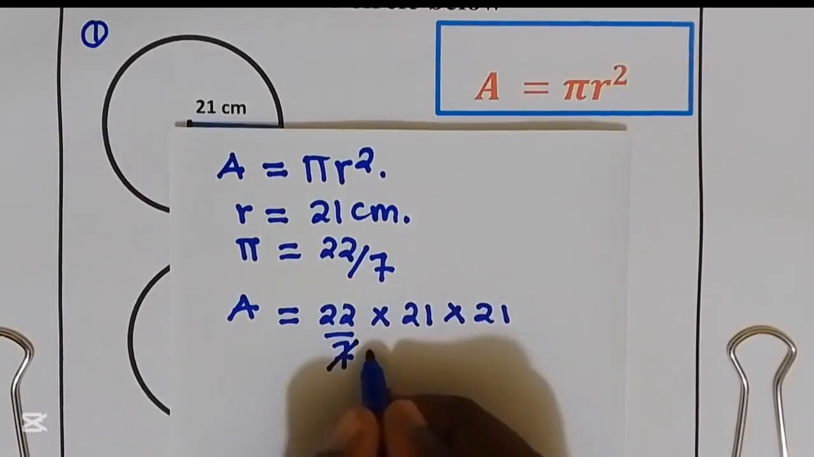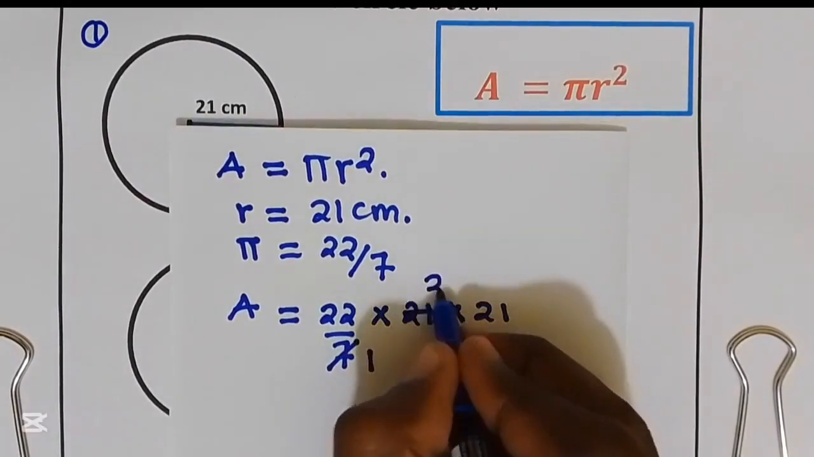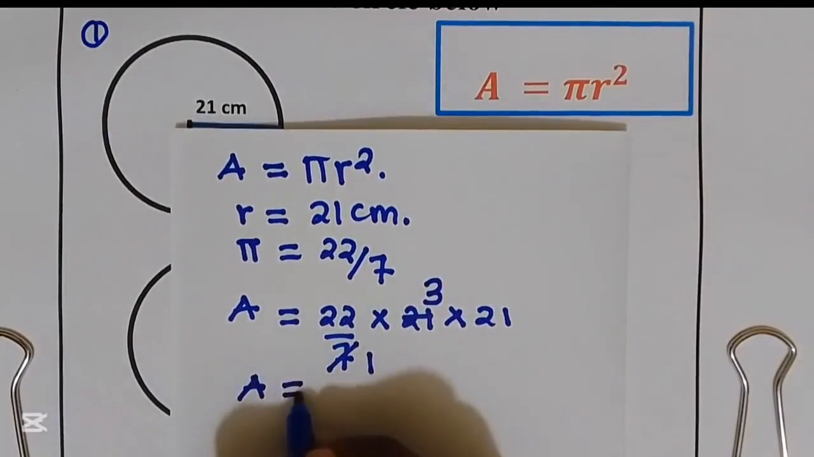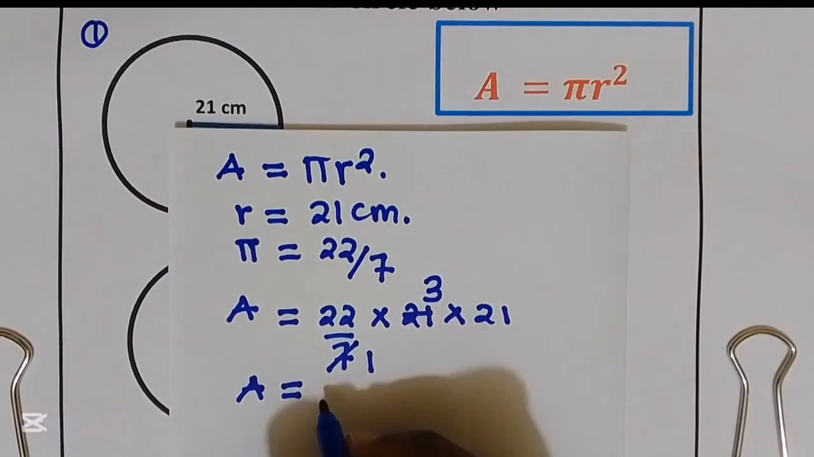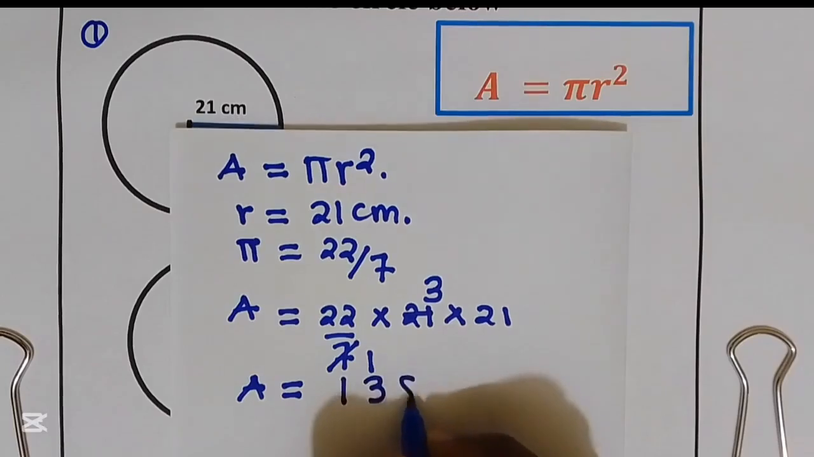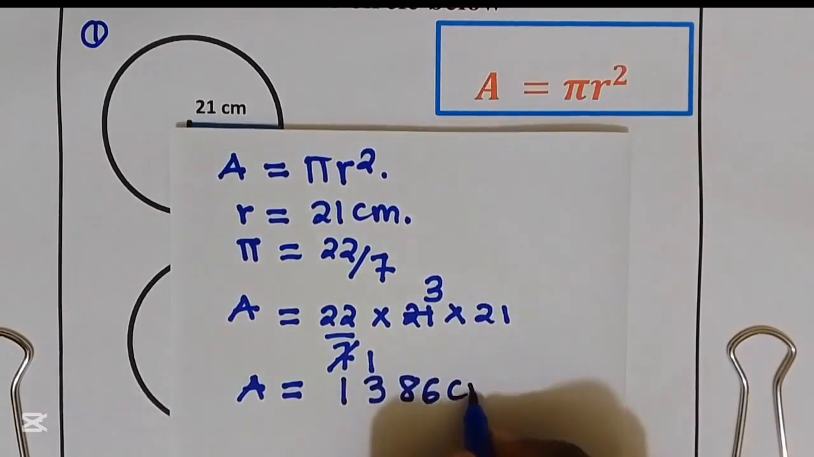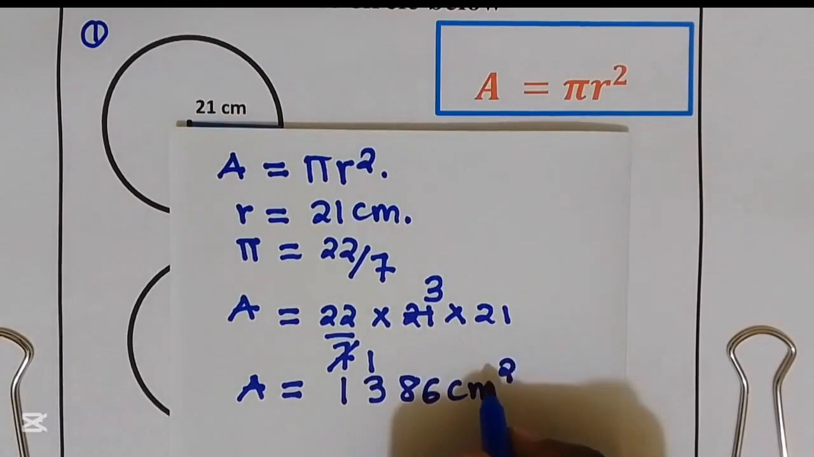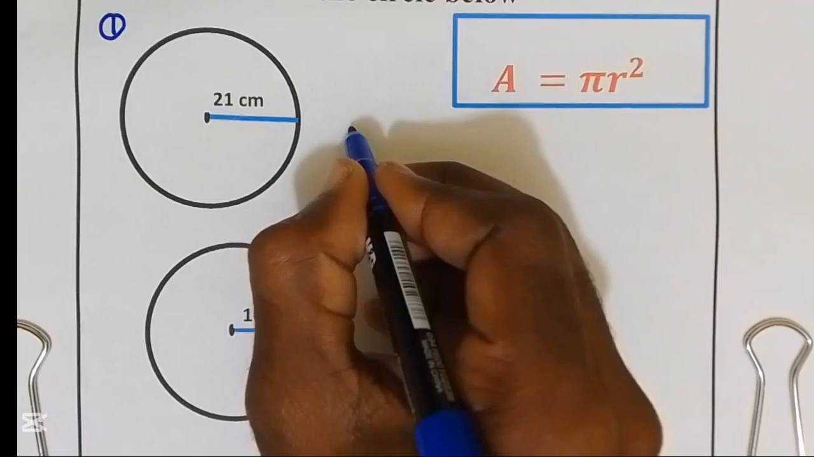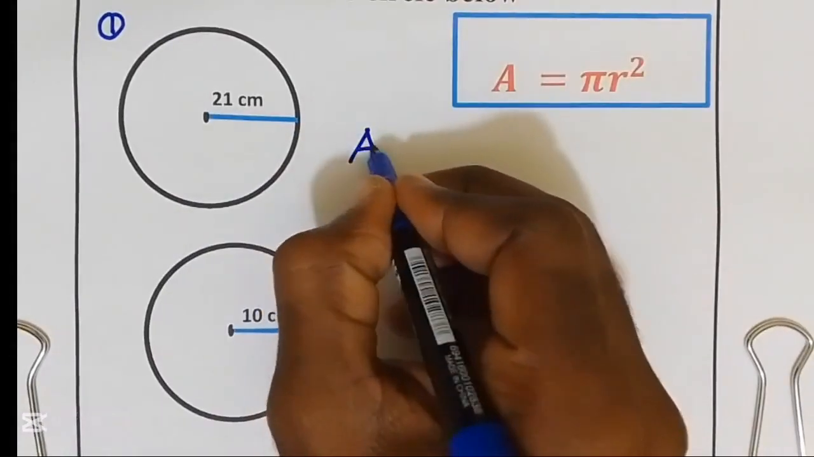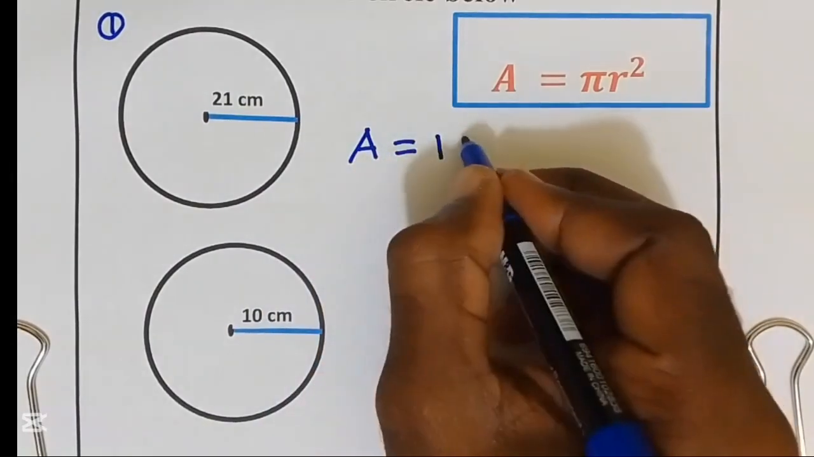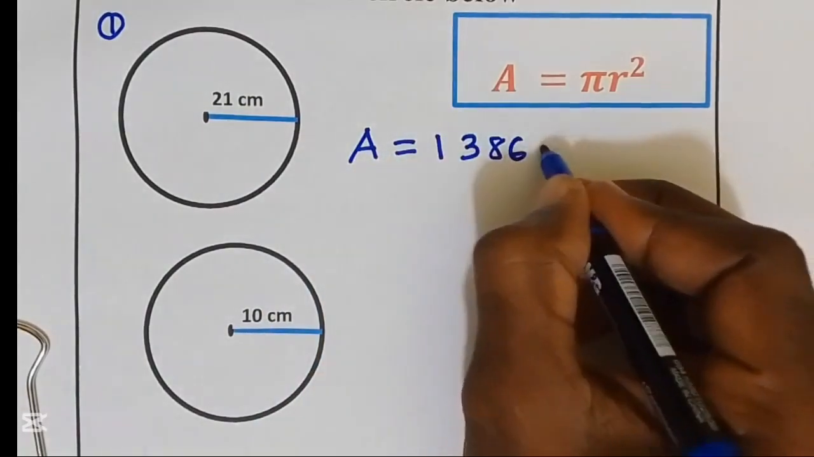21 divided by 7, we get 3. 21 divided by 7, we get 3. Our area is equal to 22 multiplied by 3 multiplied by 21, which gives us 1,386 centimeter square. So, the area of a circle with the radius 21 centimeter gives us an area of 1,386 centimeter square.